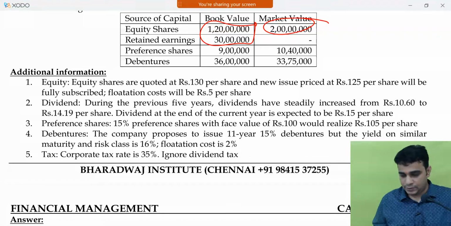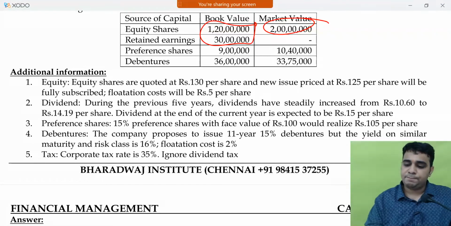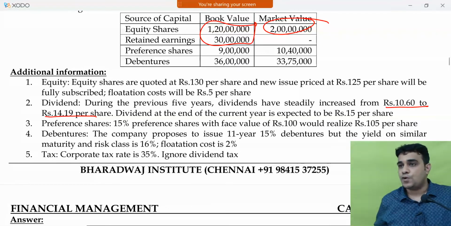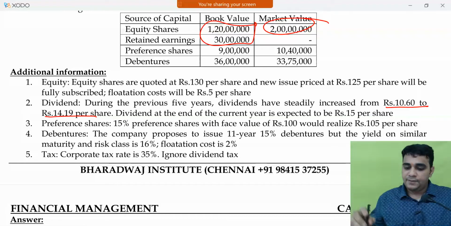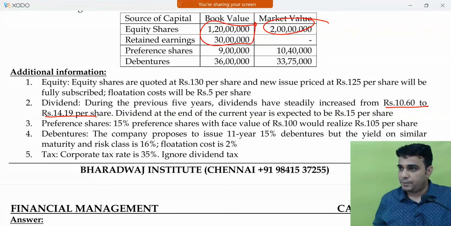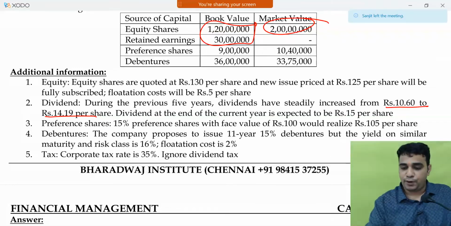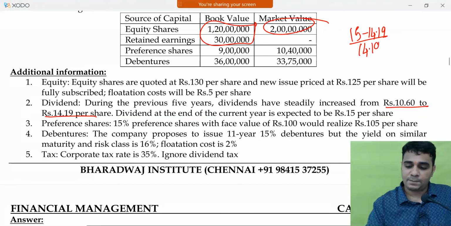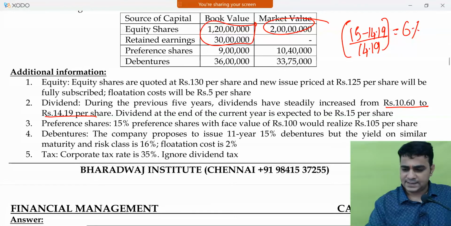Now I have a few issues in this question. During the previous 5 years, dividends have increased from 10.60 to 14.19. Dividend at the end of the current year is expected to be 15. First in the calculator, 15 minus 14.19 divided by 14.19. Can you tell me what percentage this is? Okay, let me take it as 6% for the time being.